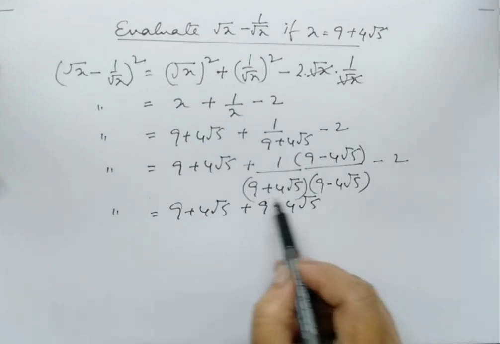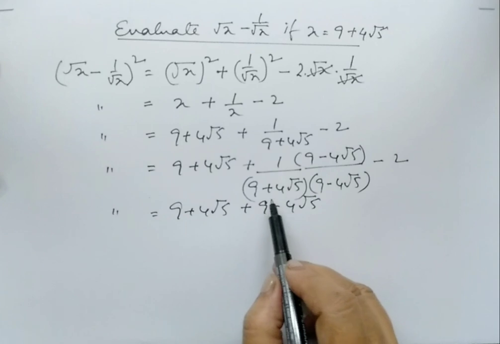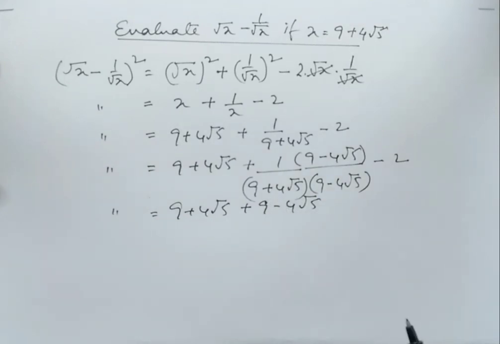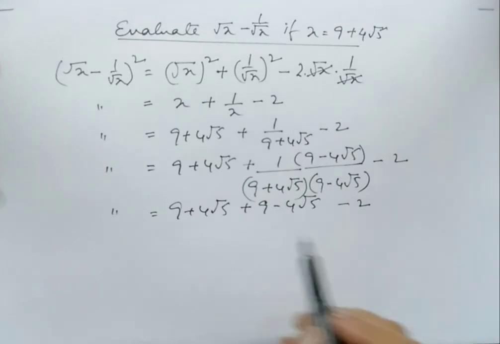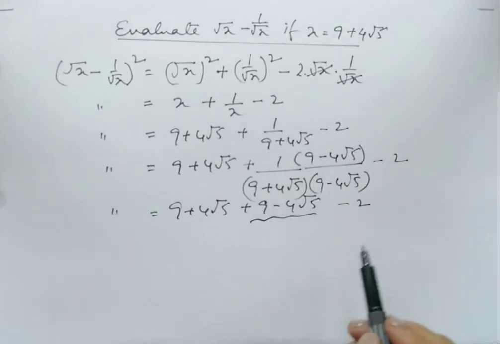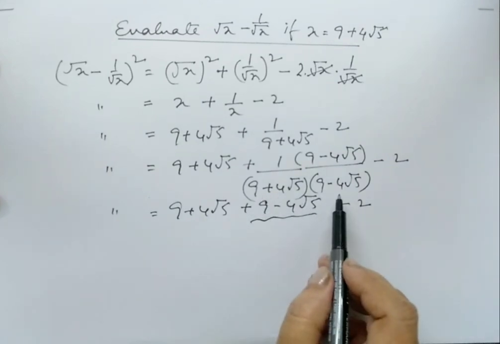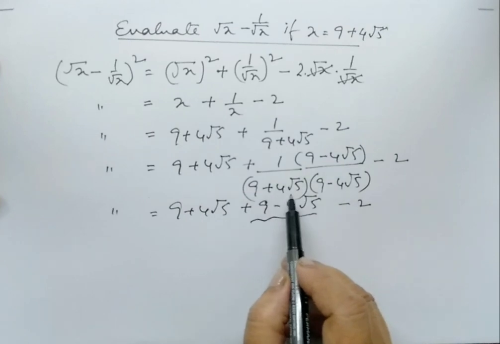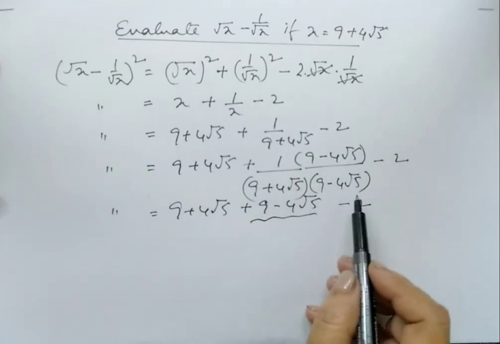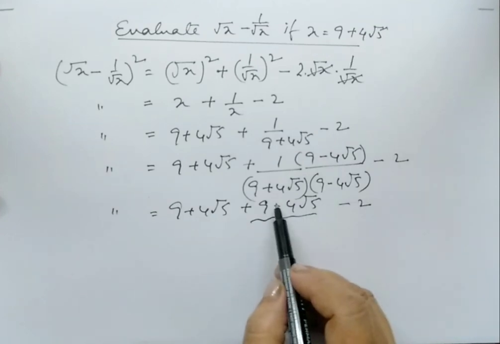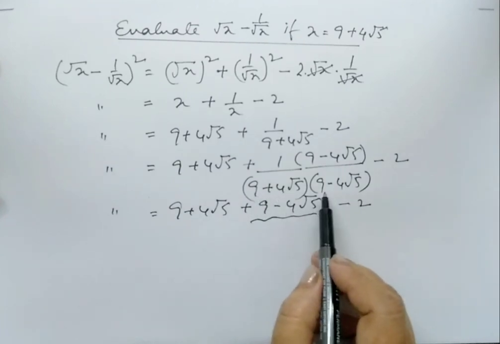This one needs to be simplified, and this reminds us of which identity, guys? Any idea? Can you all help me? Well, you can't help me from there, so let me just help myself. So 9 plus 4 root 5 and 9 minus 4 root 5 reminds me of the identity a plus b and a minus b.